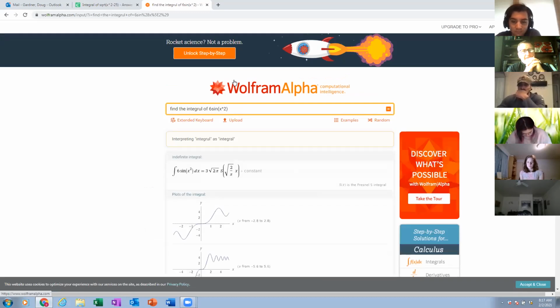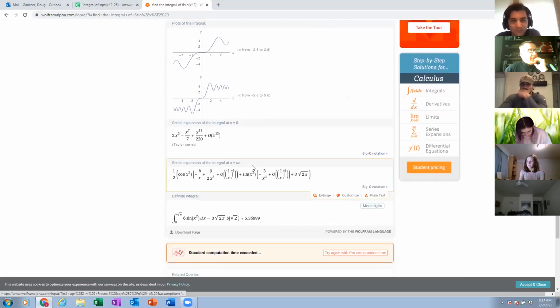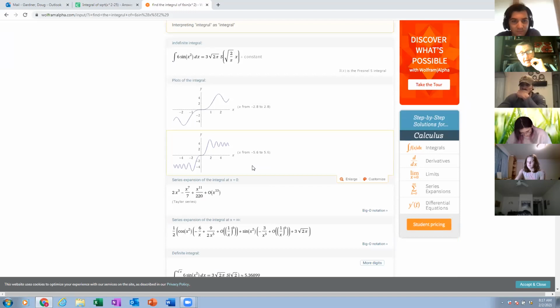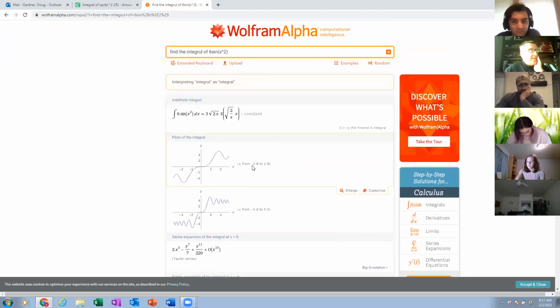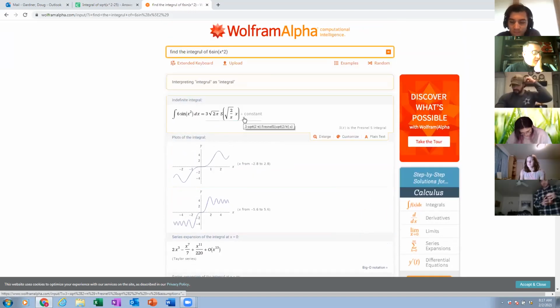Notice it doesn't say "I don't know what to do," like Cymath will do. It says you're an idiot. Integral is spelled like this, and then it goes ahead and answers it anyway. This particular website does not give you the steps, so if you're looking here to cheat, you have the right answer, but you don't get any steps.